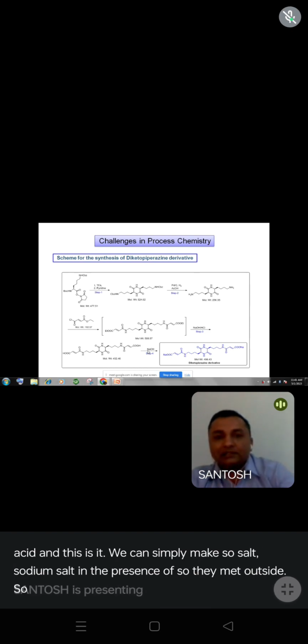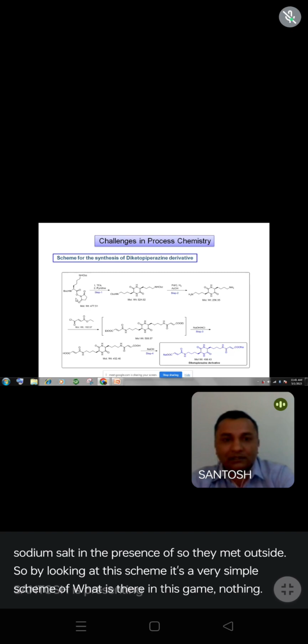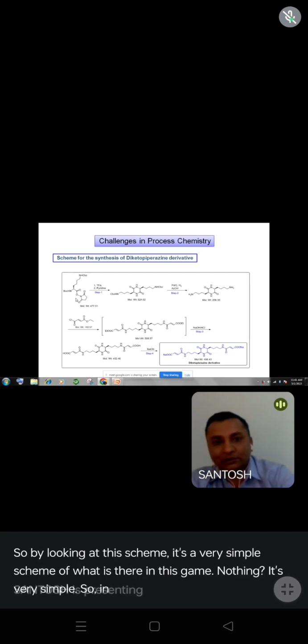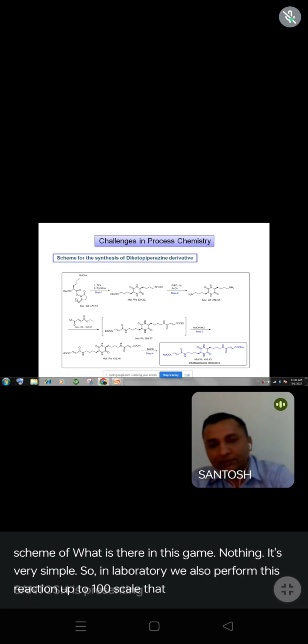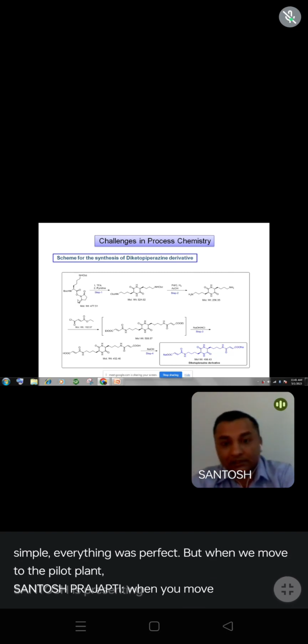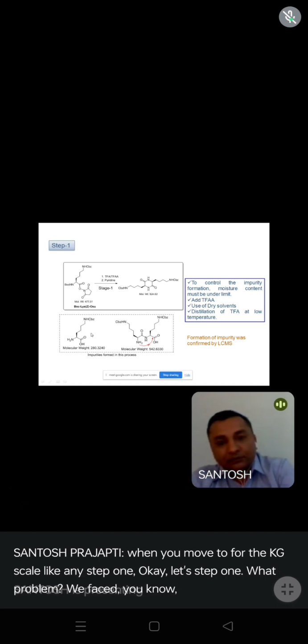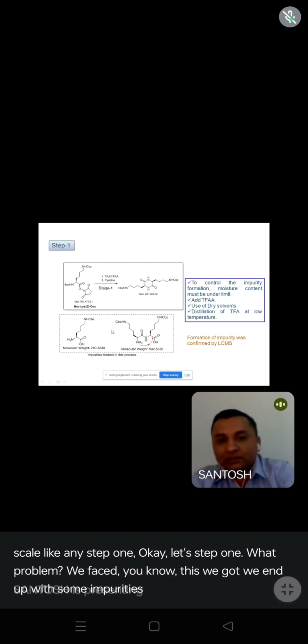So looking at this scheme, it's a very simple scheme. Nothing is difficult here. In the laboratory, we also performed this reaction up to 100 gram scale. That reaction was very simple. Everything was perfect. But when we moved to the pilot plant, to the kg scale, at step 1 we faced a problem: we ended up with some impurities, and that was also at kg scale.